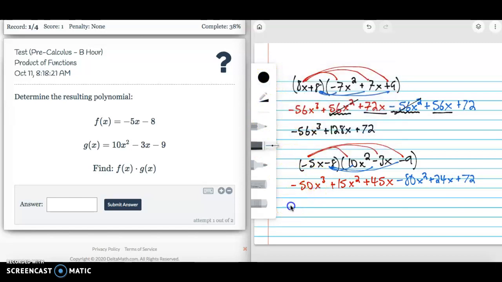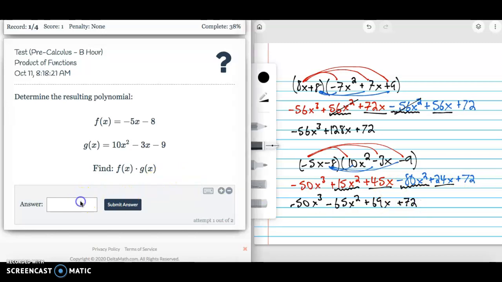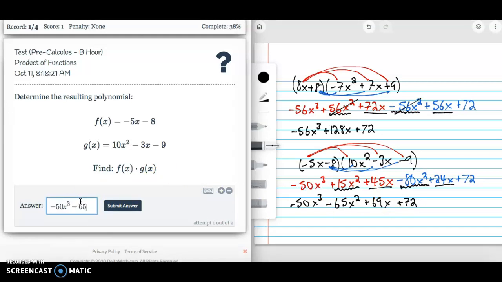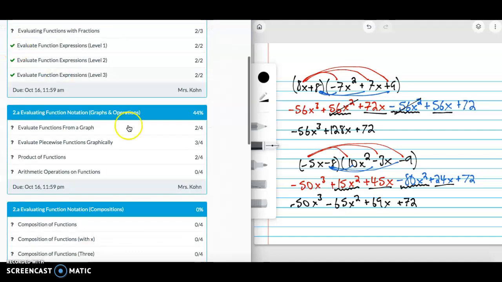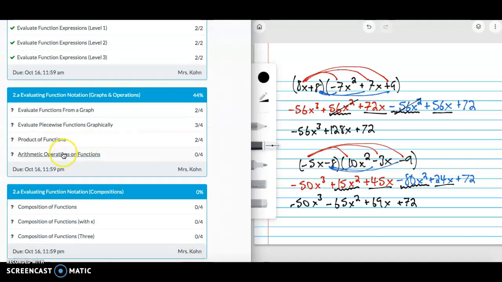I don't have any more x cubes, so I have negative 50x cubed. I have 15x squared and negative 80x squared, which gives me a negative 65x squared. Then I have 45x plus 24x, which gives me 69x. And then I have just a plus 72 at the end. I'll write my answer in there: negative 50x cubed minus 65x squared plus 69x plus 72. There you go.